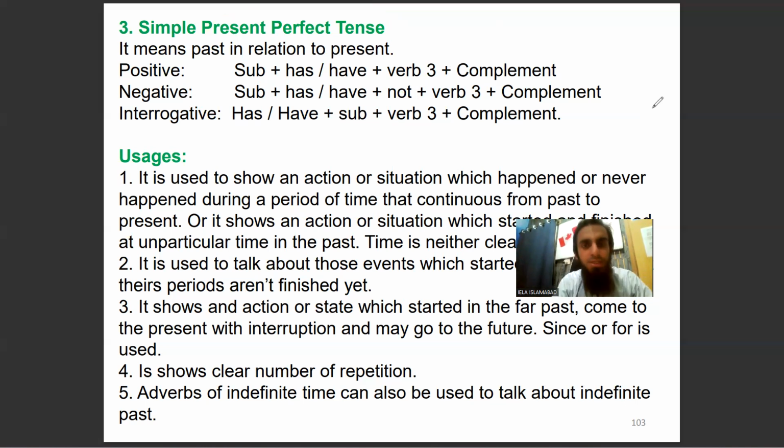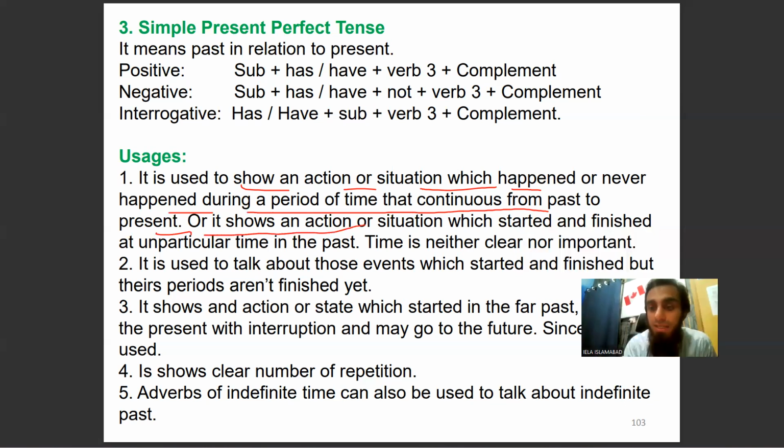Now the usages of present perfect. It is used to show an action or situation which happened or never happened during a period of time that continues from past to present, like recent activity, past but recent, or it shows an action which started and finished at an unparticular time in the past. Unparticular means not very far past, rather recent past. Time is neither clear nor important. It is used to talk about those events which started and finished, but their periods are not finished yet.